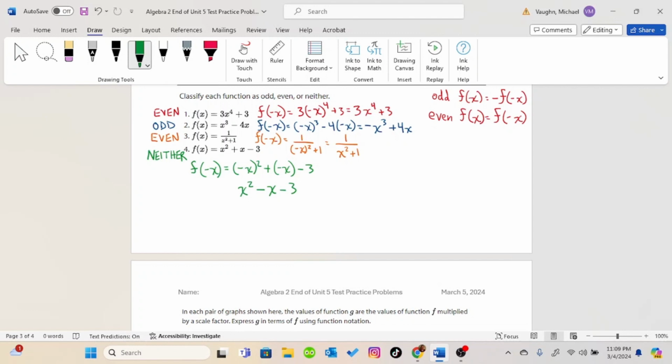If you have any questions about how to use equations to determine if a function is odd, even, or neither, please ask for clarification now so you'll be ready for the test.